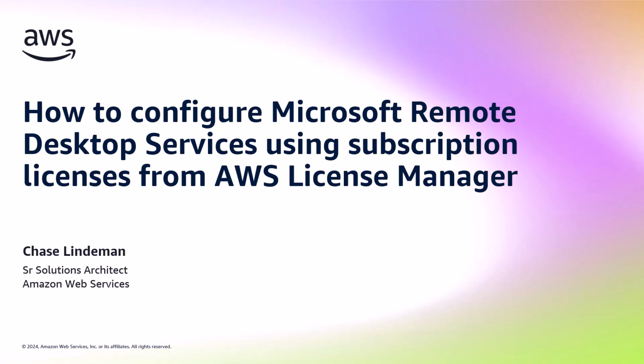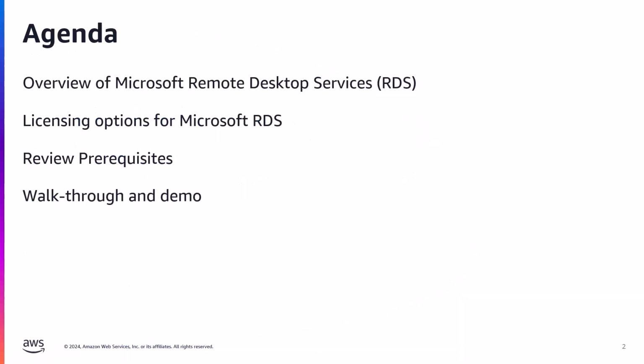In this video, I'm going to show you how to use AWS License Manager to provide subscription licenses for Microsoft Remote Desktop Services. We'll first start with an overview of the Remote Desktop Services roles. Then we will view options for licensing Remote Desktop Services on AWS. I'll then go over each of their prerequisites and then show a walkthrough of the process.